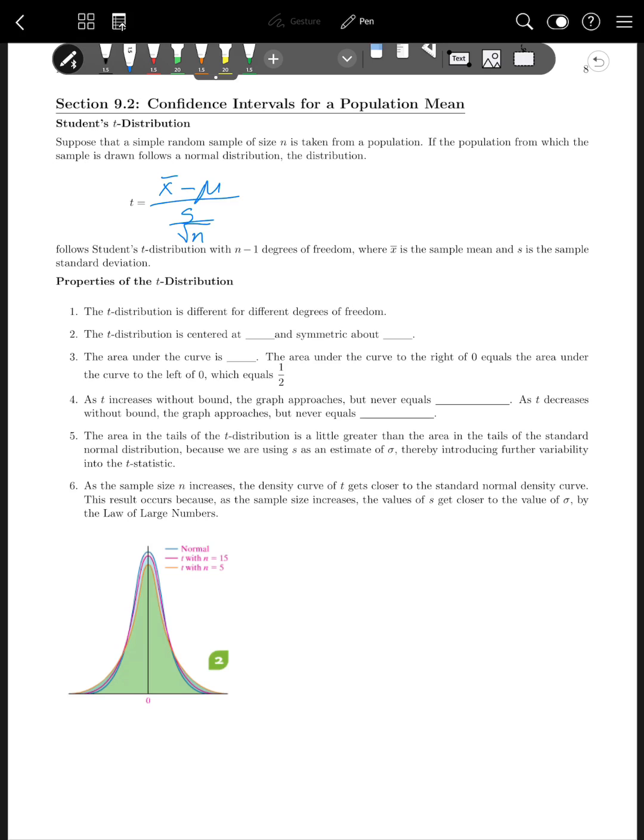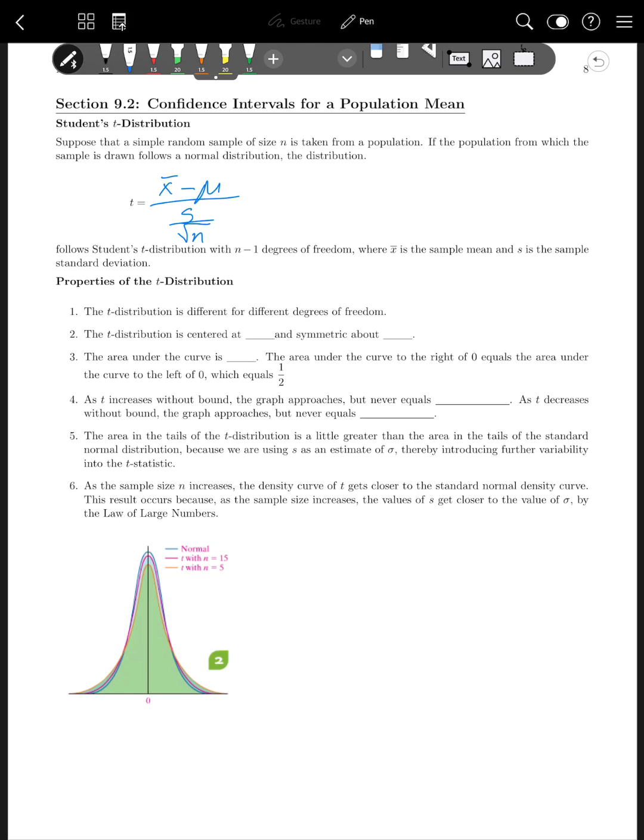So suppose that a simple random sample of size n is taken from a population. If the population from which the sample is drawn follows a normal distribution, the distribution of t equals x bar minus mu over s divided by the square root of n follows the Student t distribution with n minus 1 degrees of freedom, where x bar is the sample mean and s is the sample standard deviation.